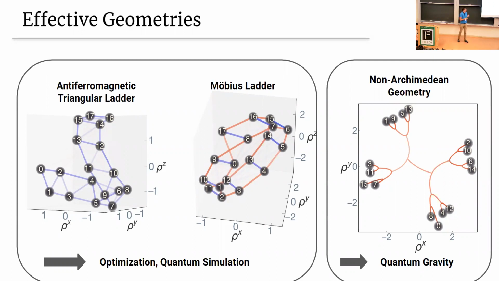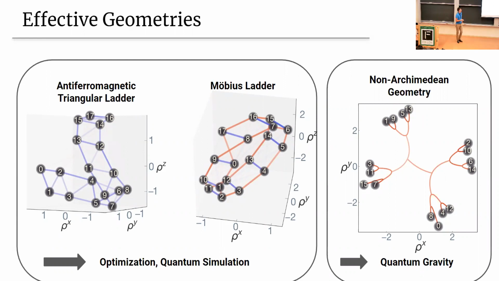And there are toy models of quantum gravity which basically use these kinds of geometries. And now with our programmable interactions, we also have access to these kinds of geometries, which are very hard to get if you just place atoms in space, in usual space-time.